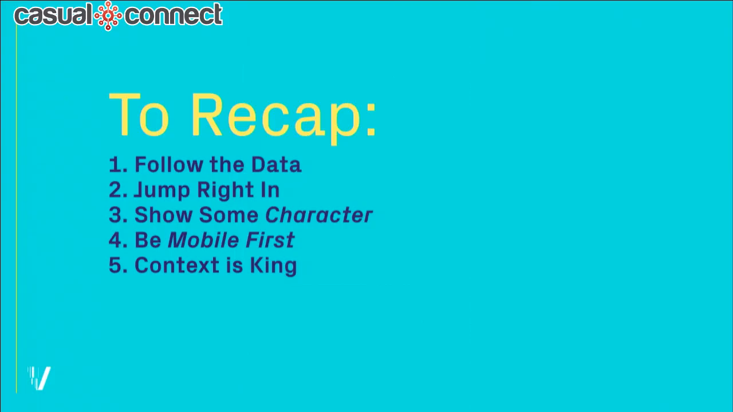Cool. So just to recap here, what's important? Follow the data. You can take your data sources from multiple places, whether it's performance or contextual, or some of that user behavior data. Jumping straight into the action. We talked about this with the video units, but also with playable units. Showing some character, very important. If you've got some beautiful IP, some fantastic characters that your users will recognize, really let them sing.